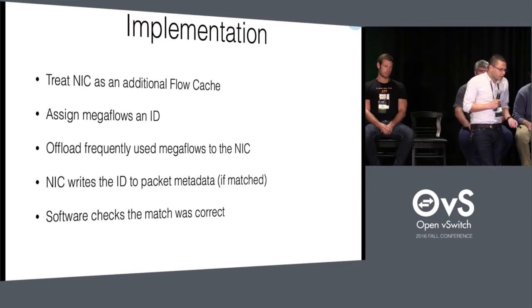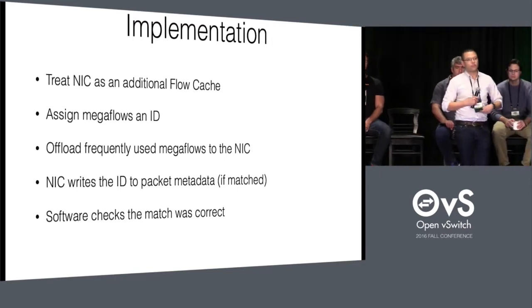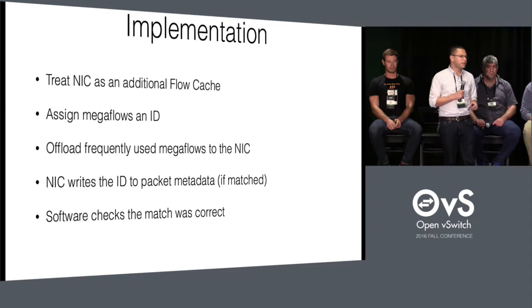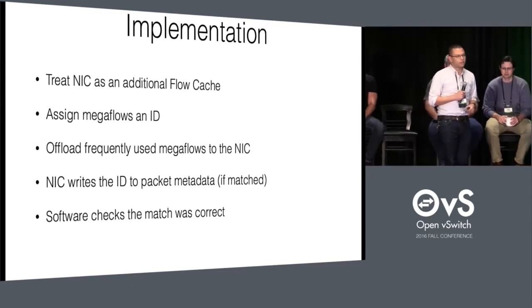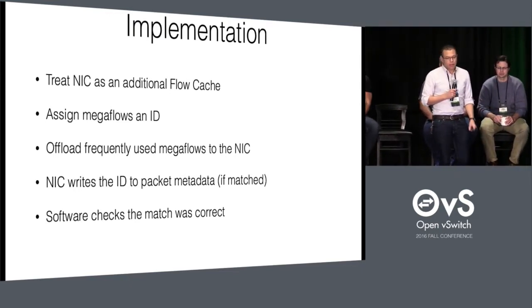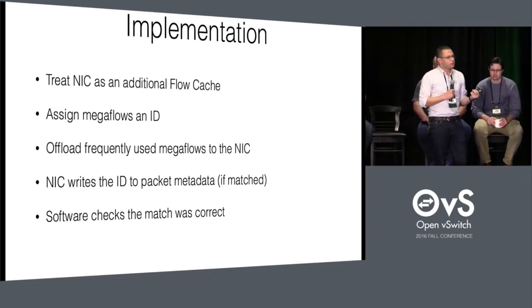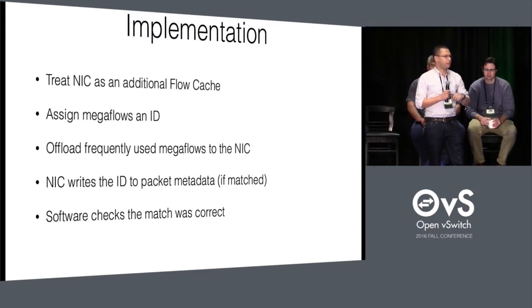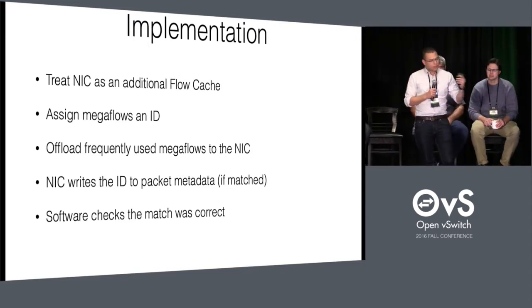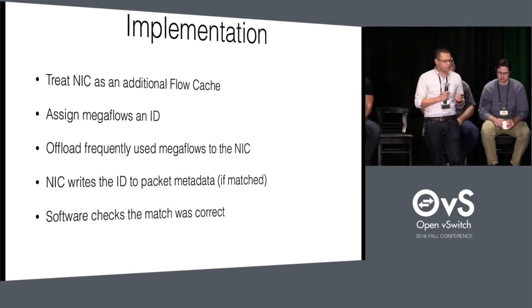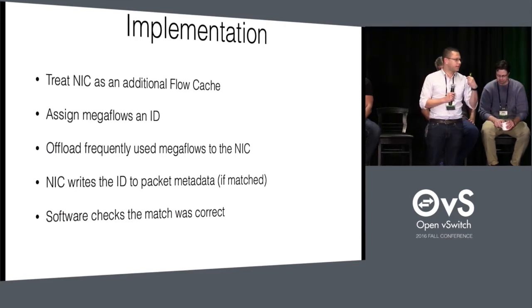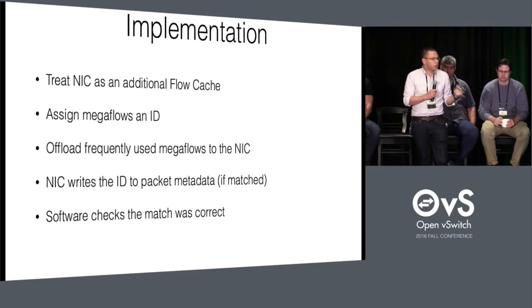So in terms of the implementation, we treat the NIC just as a flow cache. Next generation NICs have TCAMs available on them. We had experimental NICs from Broadcom and Intel. And we choose the 50,000 most used megaflows in the software datapath. We assign an ID to them, as Joe suggested, called a hint. We put those in the NIC. When a packet comes into the switch, the NIC classifies it, gives us the hint for what megaflow should apply, and then the software can just look up the hint in a table.